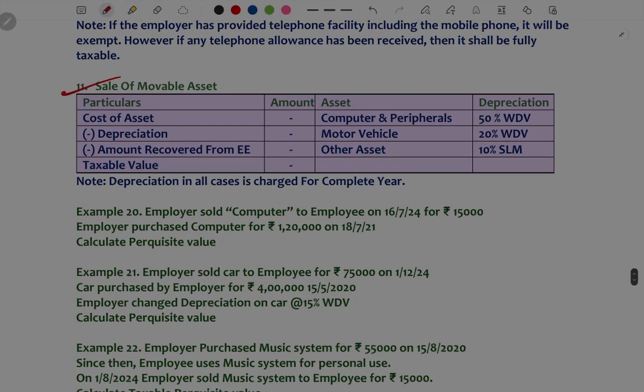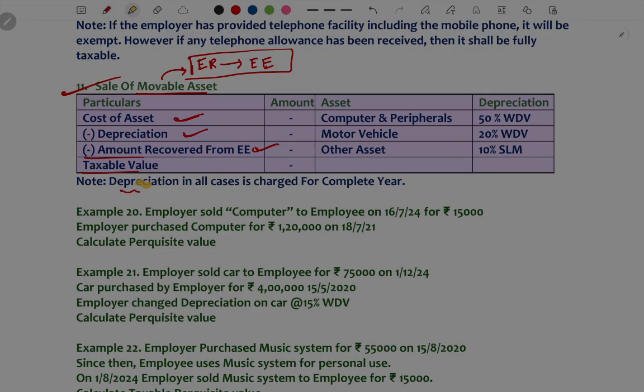Sale of movable asset. Let's come here. Sale of movable assets. Who is selling? Employer to employee. If this happens, then only you will use sale of movable assets. So the cost of the asset which the employer is selling, minus the depreciation, minus the amount recovered, would be your taxable value.